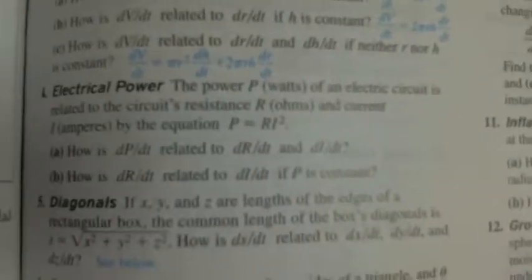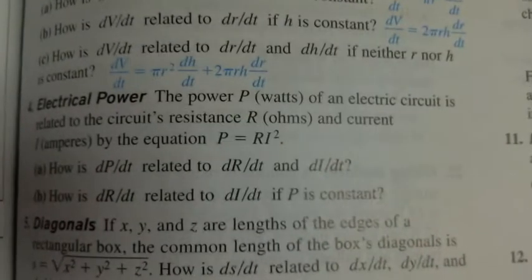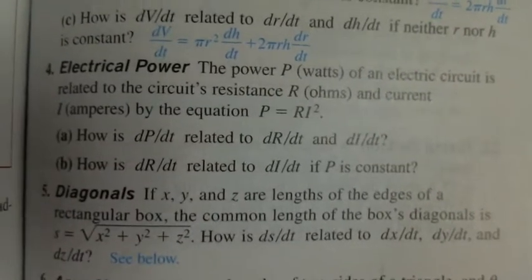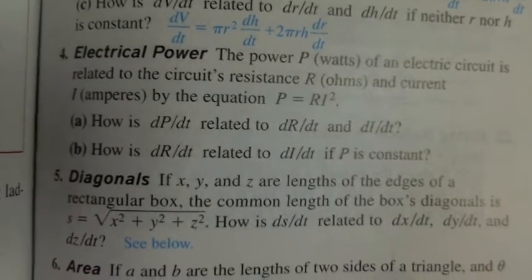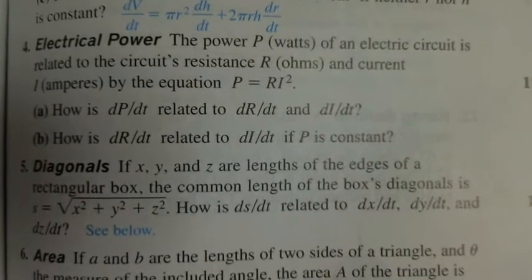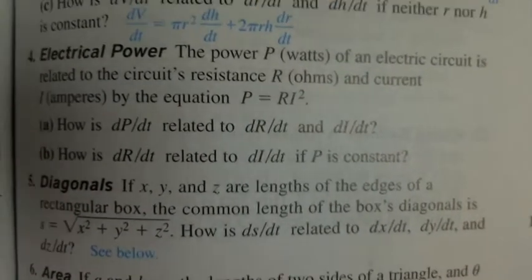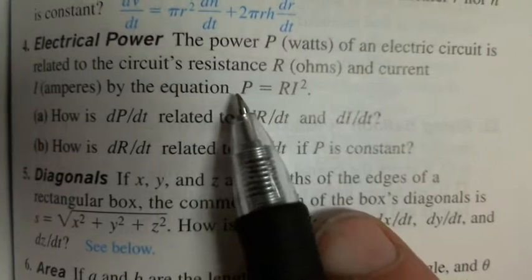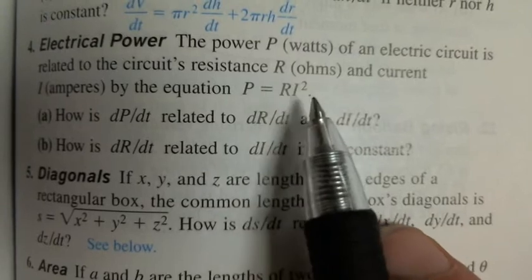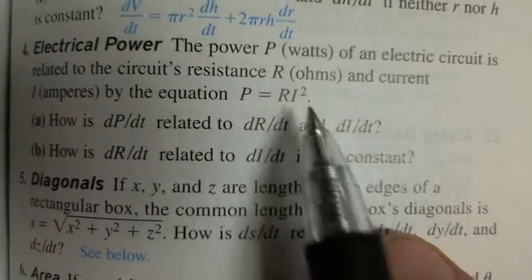Number 4, electrical power. Power in watts of an electric current is related to the circuit's resistance in ohms and current in amps by the equation P equals R i squared. So we're looking to relate dP/dt and dR/dt, di/dt. We already have an equation that has P, R, and i in it. So when we differentiate, we'll get dP/dt, we'll get dR/dt, and we'll get di/dt. So number 4, power equals resistance times current squared.